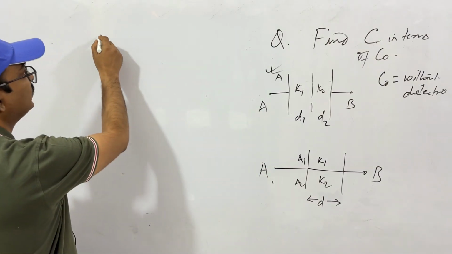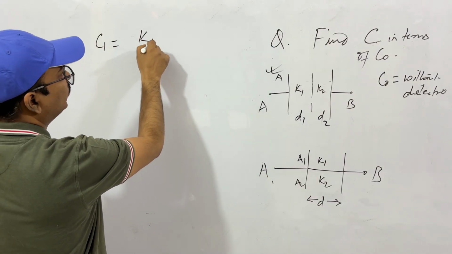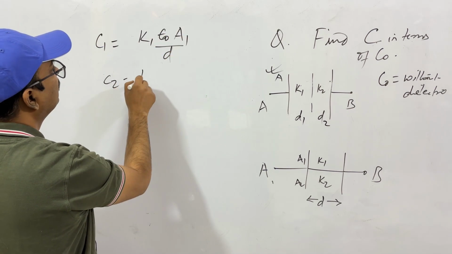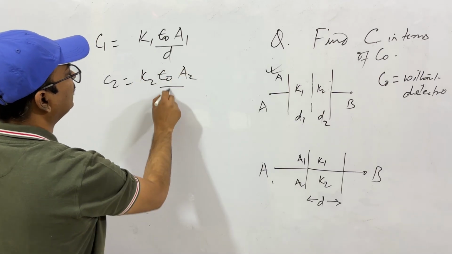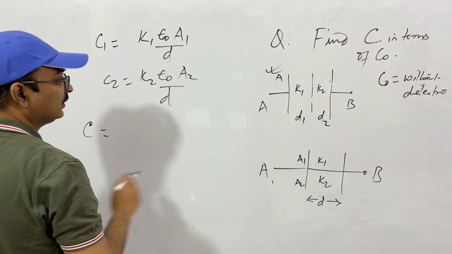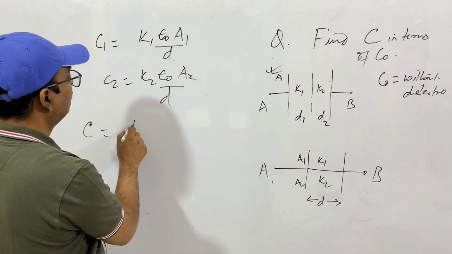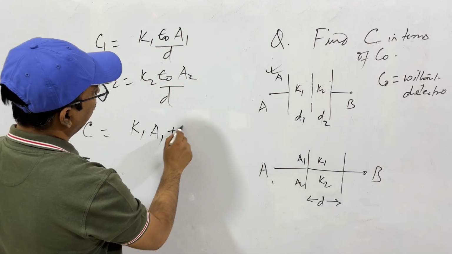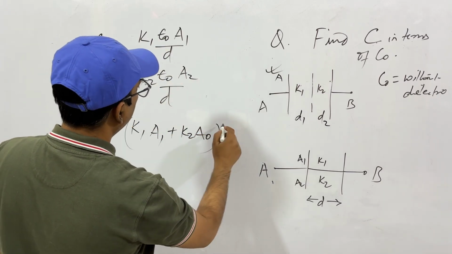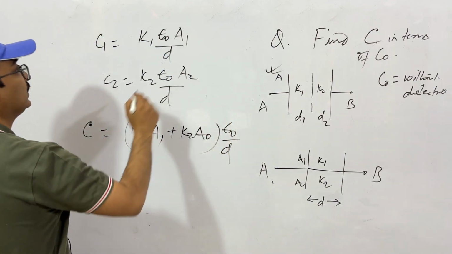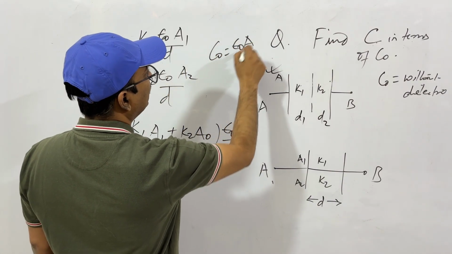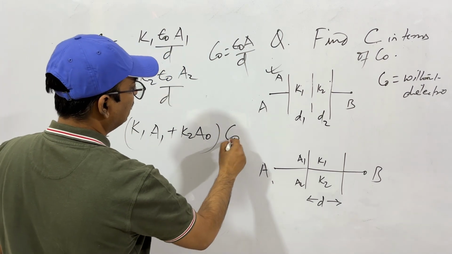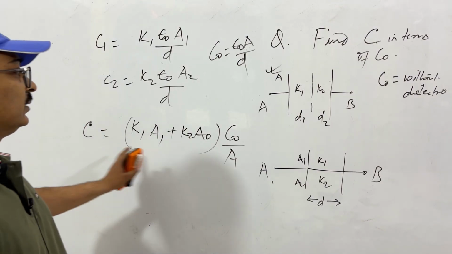For the second capacitor, C1 will be K1 epsilon 0 A1 by D, and C2 will be K2 epsilon 0 A2 by D, and your net equivalent capacitance will be, these two are in parallel, so C1 plus C2, that is K1 A1 plus K2 A2, taking epsilon 0 by D out. And we know that C0 is epsilon 0 A by D. So epsilon 0 by D, you can write as C0 by A. So you have C in terms of C0. Clear?